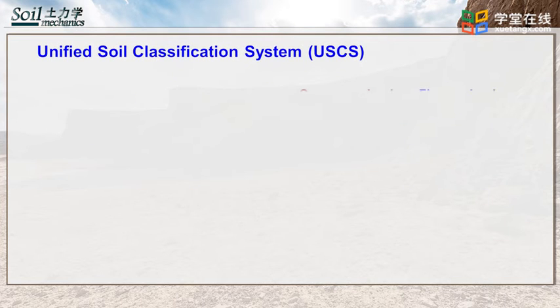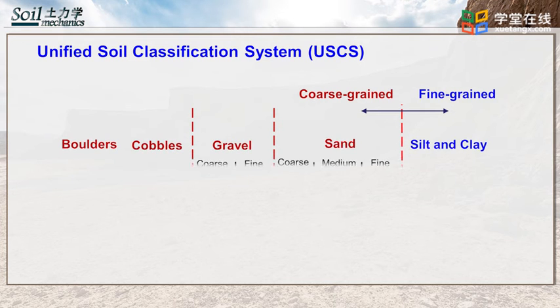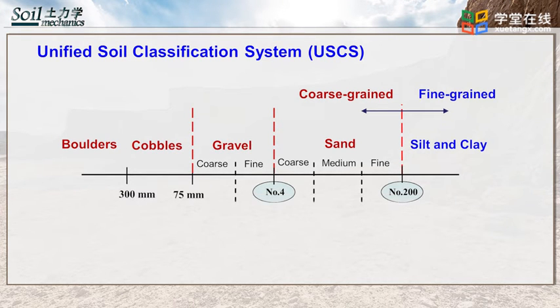The unified system separates soil into two categories. One category is coarse-grained soil, and the other is fine-grained soil. If more than 50% of soil particles are larger than 75 micrometers, this soil is coarse-grained soil. If more than 50% of soil particles are finer than 75 micrometers, this soil is fine-grained soil. Coarse-grained soils are subdivided into gravel and sand, and fine-grained soils are divided into silt and clay.